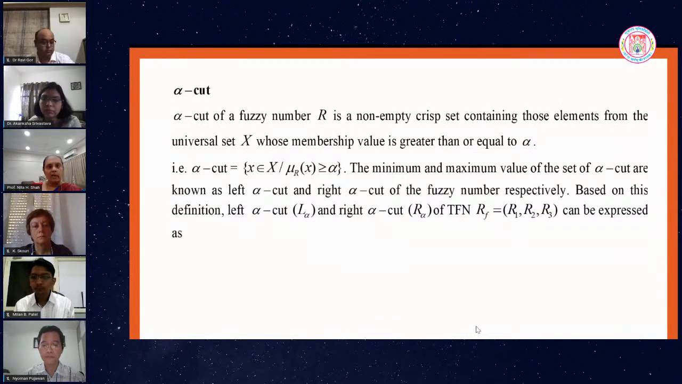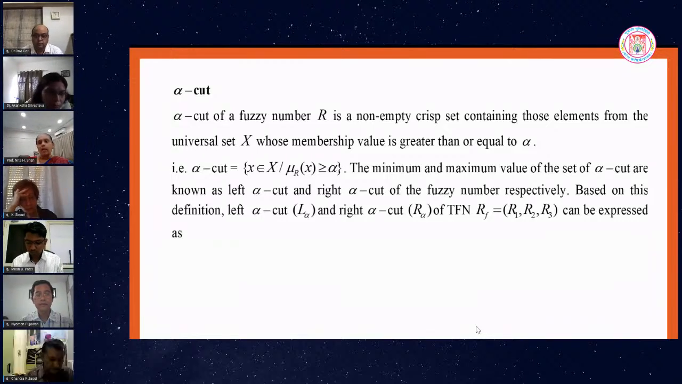Now, the next concept we need is the alpha cut. An alpha cut of a fuzzy number is a non-empty crisp set containing those elements from the universal set X whose membership value is greater than or equal to alpha. So this is similar to what we use in integer programming problems. If your solution is not coming out to be an integer and you want an integer solution, then we introduce a cut, the Gomory cut. The alpha cut is almost similar to the Gomory cut, which we are using in integer programming problems.